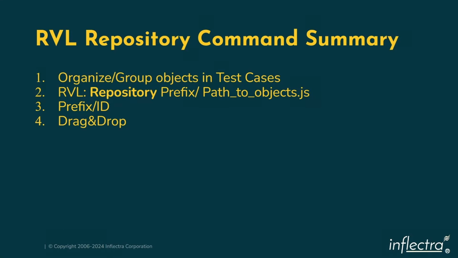So with the RVL repository, we have a way to group our objects as test cases and then import them using the RVL repository command. Each imported object may have a prefix, which by the way may be empty, and after that each object is accessible using its prefix and ID. The simplest way to add an object repository to RVL is to use drag and drop.